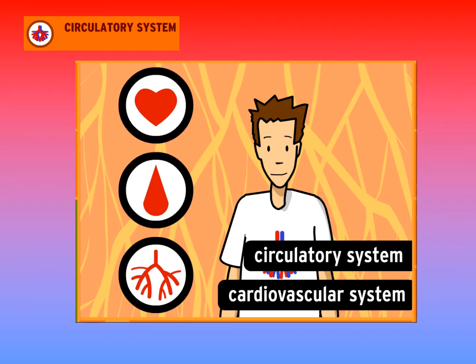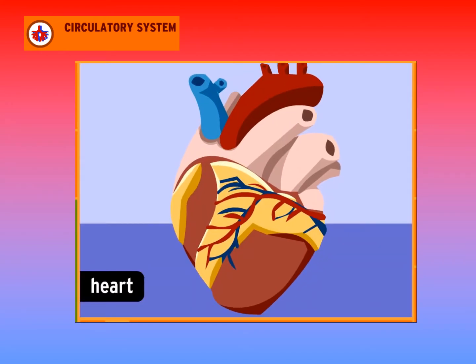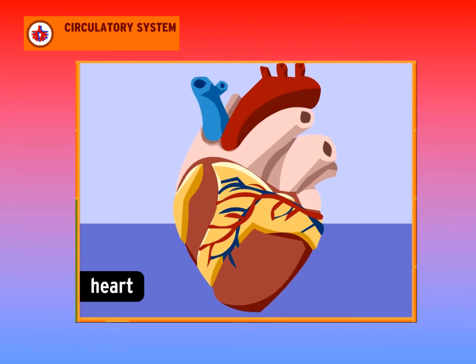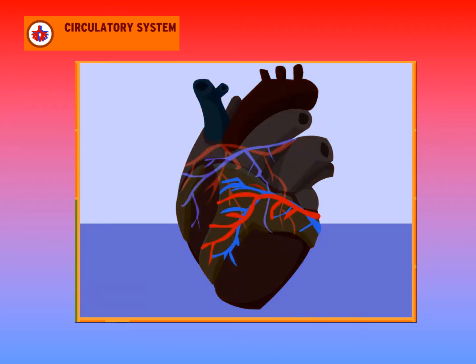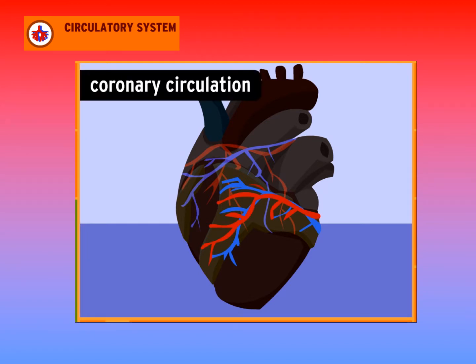At the center of your cardiovascular system is your heart. The heart is a muscle that pumps blood through your body, and it handles 3 types of circulation. Your heart has its very own network of blood vessels that brings nutrients in and removes waste. This is called coronary circulation, the flow of blood within the heart itself.